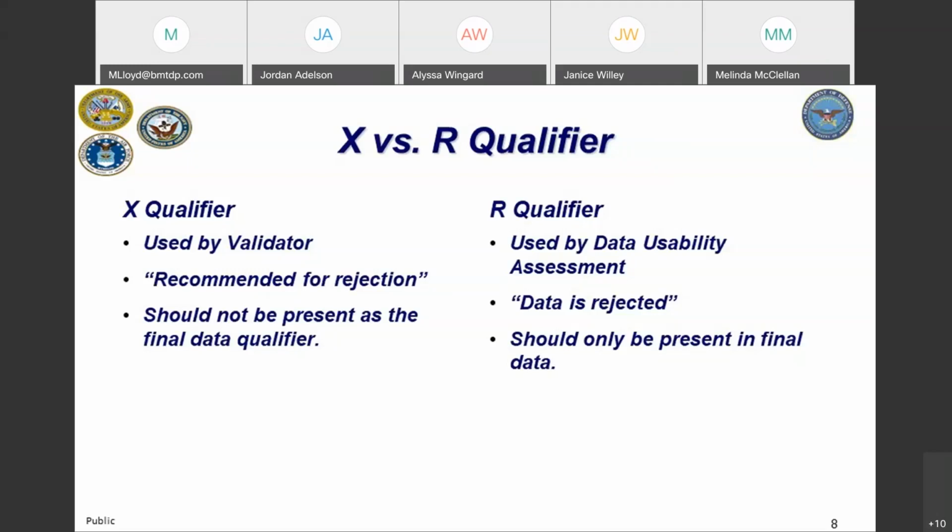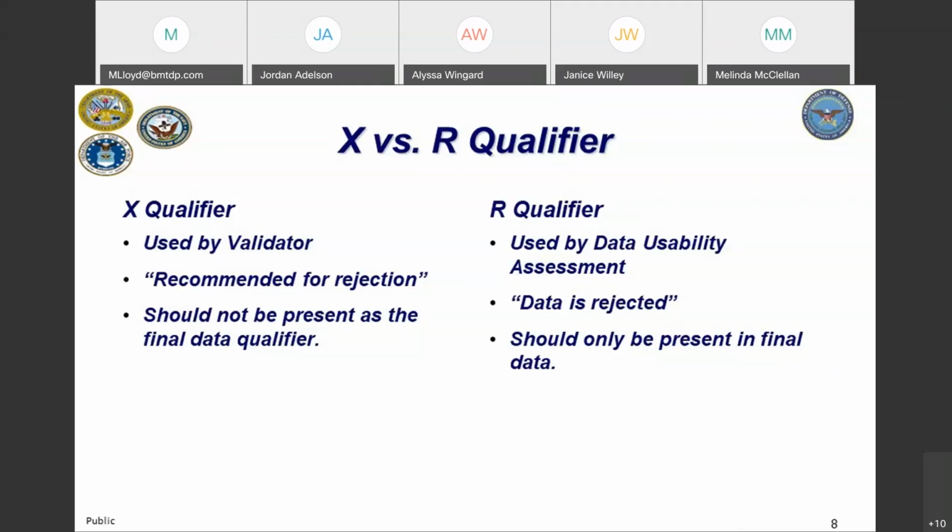And so the X qualifier, therefore, is not present as the final data qualifier, right? So when you have your final data at the end, you're ready to go out and use this data, you should not be seeing any X's in that. On the other hand, you should only be seeing R's in the final data. Only the full project team, or whoever has been designated as the data usability team, has the full context of the project to know whether that data actually can be used or not.